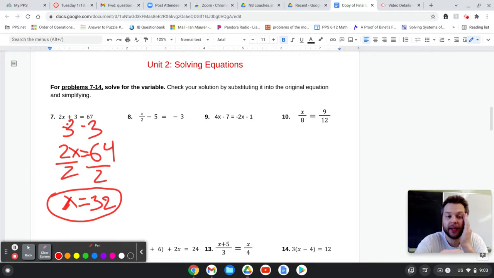If you substitute that back in, you should see 2 times 32 is 64, and 64 plus 3 is 67, so I know it's the correct equation.